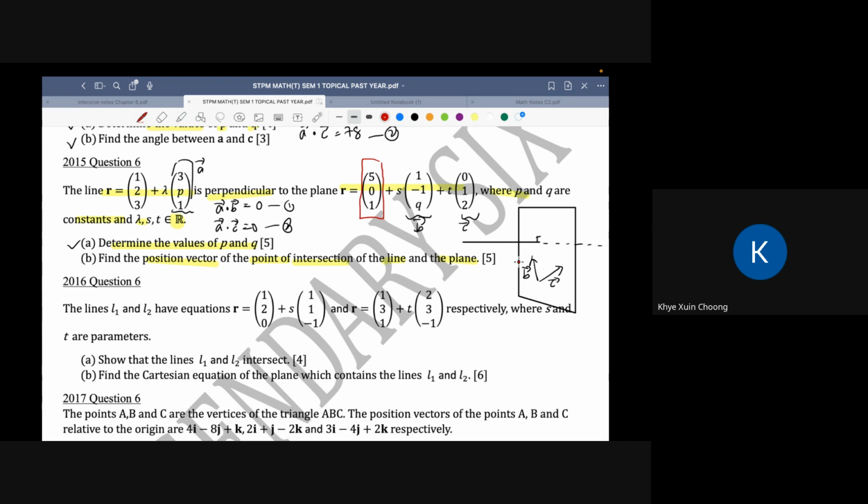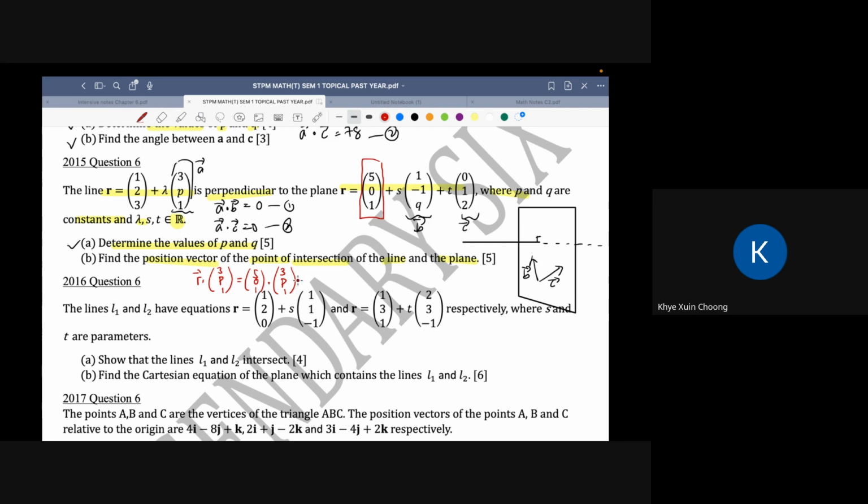So actually you can form the vector equation of the plane first using r dot n, where your n should be this a, 3, p, 1. If you solve, you should already find your p value, equals a dot n. Your a should be 5, 0, 1 dot this one, 3, p, 1. Over here you can form one equation of the plane, the vector form. Vector form is what we are more familiar with. This one we are not familiar with.